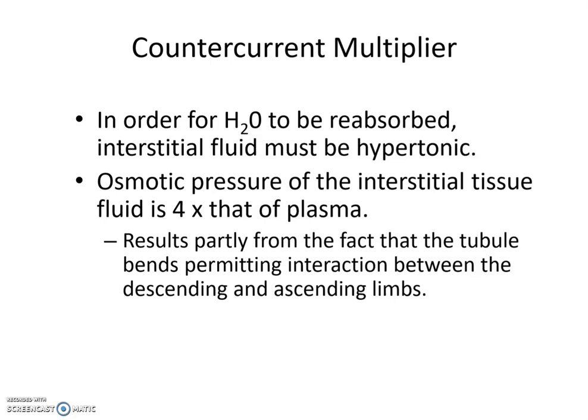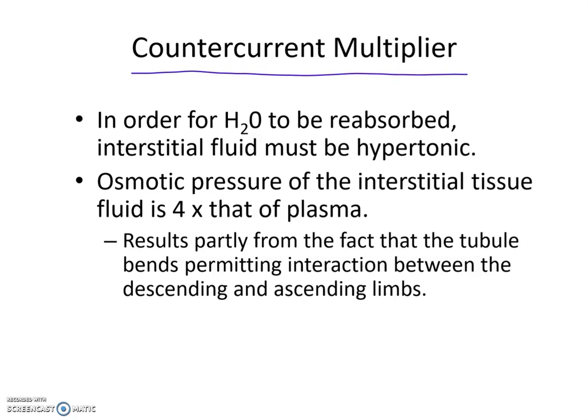Now we're going to get to the countercurrent multiplier. So we're using the loop of Henle and a mechanism of alternating water and salt permeability to reabsorb massive amounts of fluid. In order for the water to be reabsorbed, the interstitial fluid must be hypertonic, and we're going to provide that by pumping salt. The osmotic pressure of the interstitial tissue fluid is 4 times that of plasma, and that results partly from the fact that the tubule bends, permitting interaction between the descending and ascending limbs.